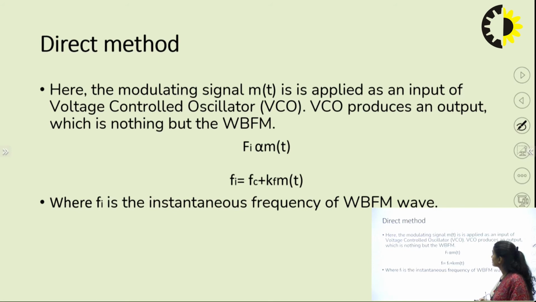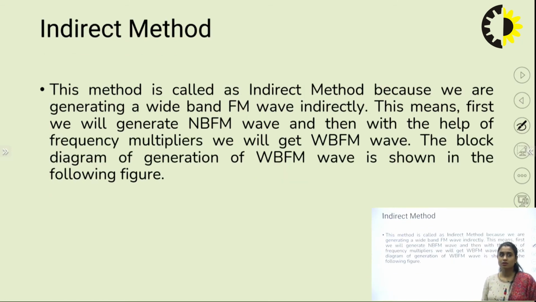Here the modulating signal is applied as input of the VCO. The VCO produces an output which is nothing but wideband FM. I know that instantaneous frequency depends on the message. Instantaneous frequency is the carrier frequency plus the message multiplied by my frequency sensitivity. Here fi is the instantaneous frequency of the wideband FM. Now let's talk about the indirect method.